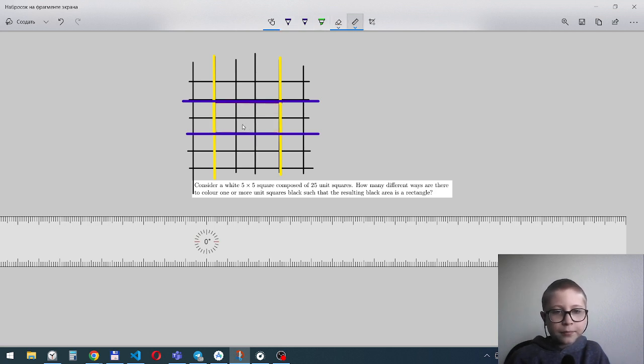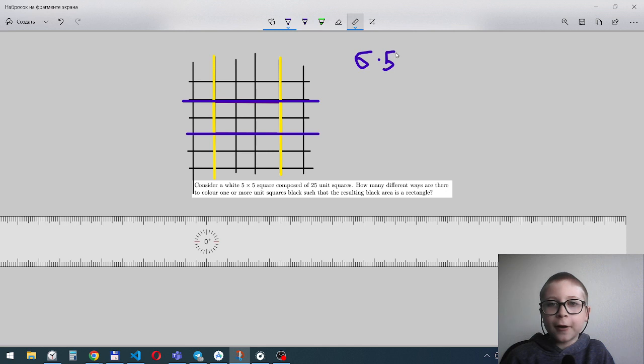How are we gonna do it? Okay, first consider the set of two purple lines. First, how many ways are there to choose the first purple line? 1, 2, 3, 4, 5, 6. There are 6 ways. How many ways are there to choose the second line? 6? No, because we can't choose the line that we have already chosen previously. So it's gonna be only 5.